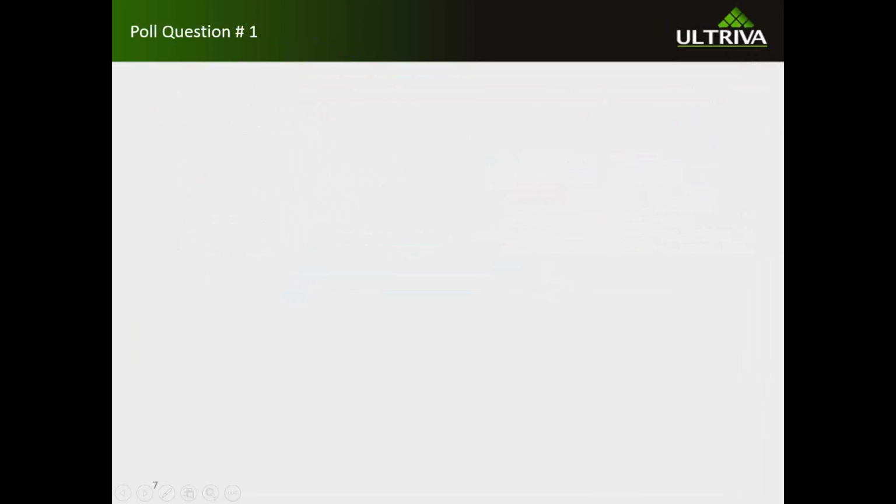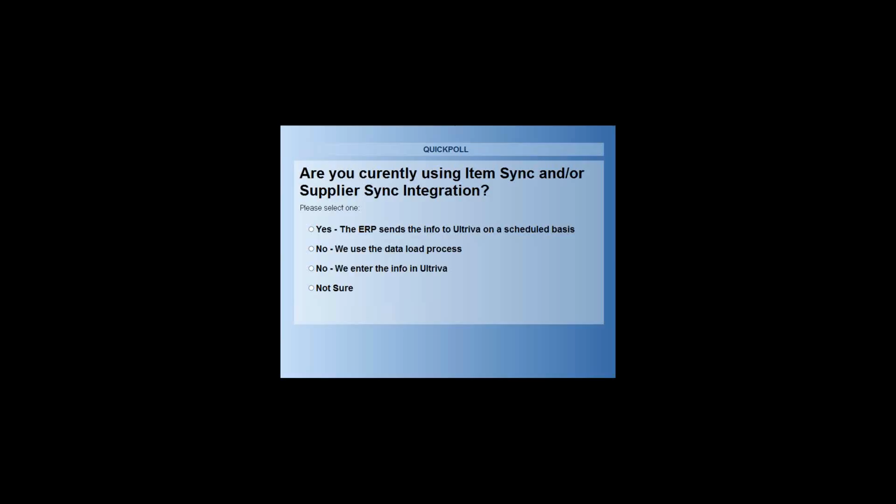And I guess with that, we are ready for poll question number 1. I will go ahead and launch that. So are you currently using item and supplier sync through integration? So yes, maybe your ERP is sending that info to Ultriva, or maybe you're using the data load process, or you're entering it manually in Ultriva, or maybe you're not sure. Maybe someone else does a lot of that. So we'll give folks a few more seconds here to vote.